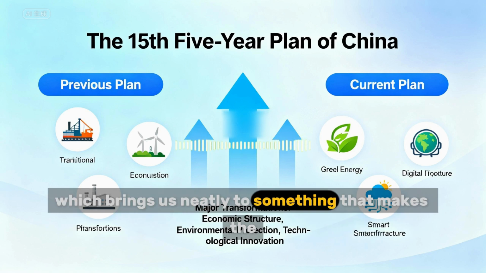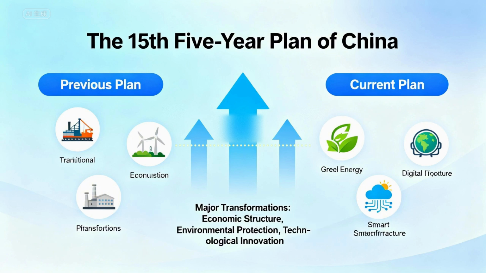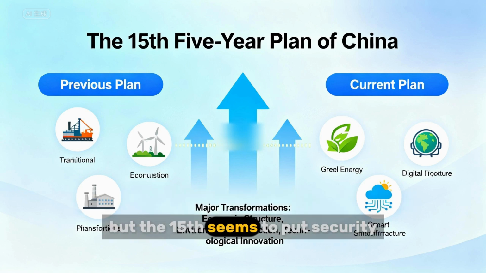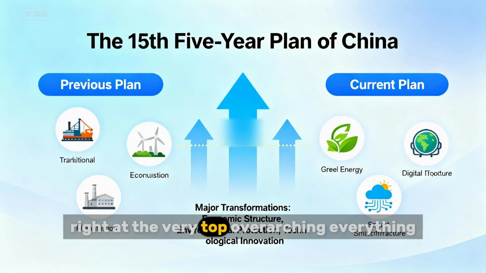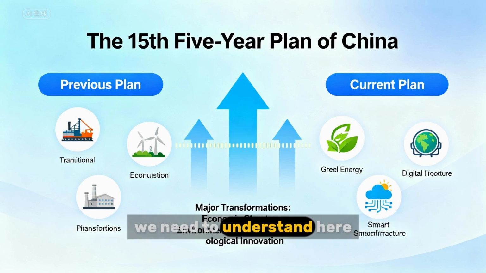Which brings us neatly to something that makes the investor calculation even trickier: security. Under the 14th plan, the line was coordinating development and security. But the 15th seems to put security right at the very top, overarching everything. What's the fundamental principle we need to understand here?